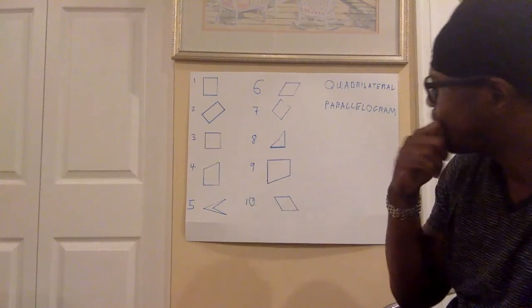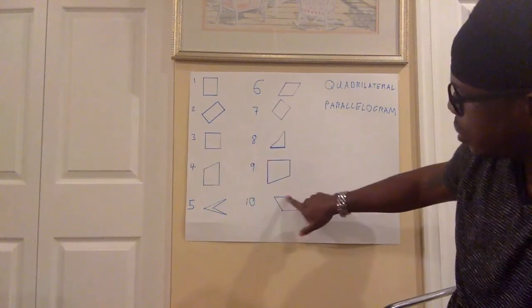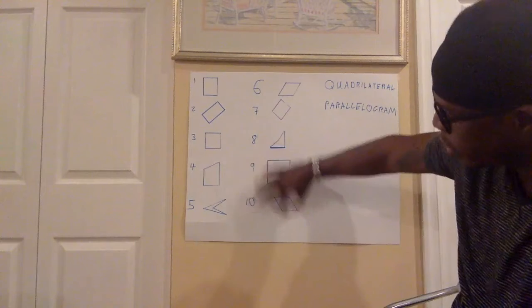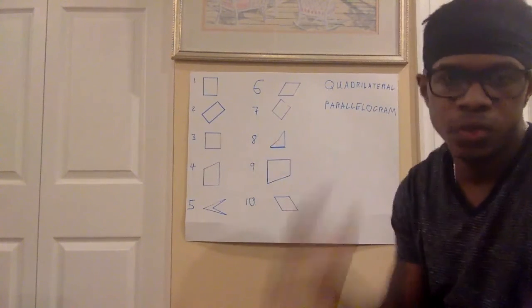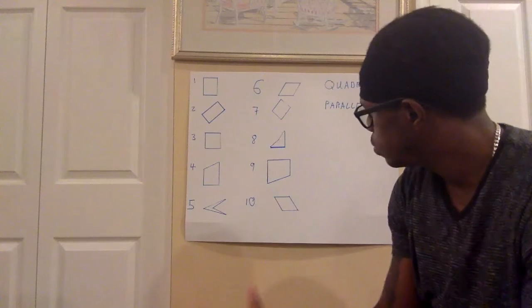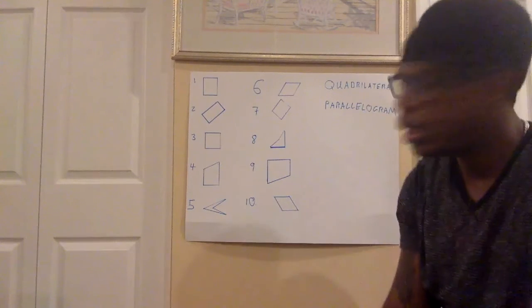And finally, number 10, same as number 6, but reverse. It has two: this is one pair of parallel lines and this is another pair of parallel lines. So it has two pairs of parallel lines for number 10. Awesome. If you have any questions, rewind the video and we should be good.